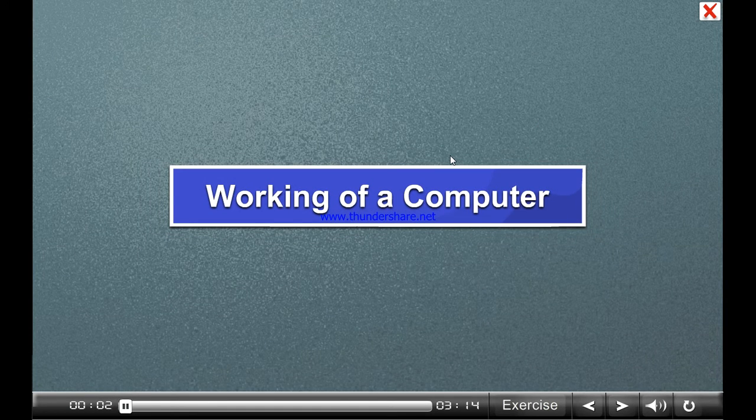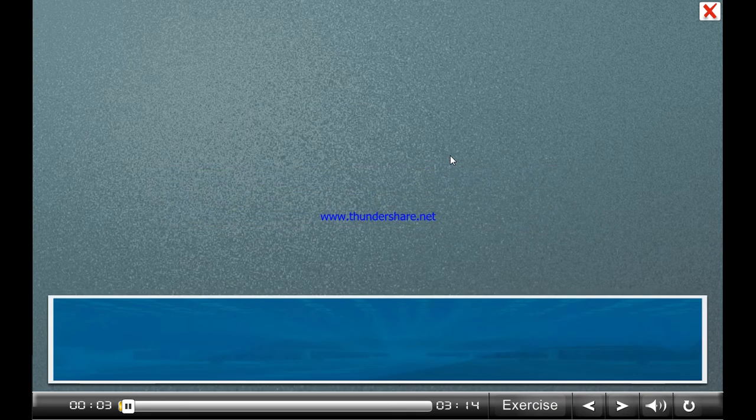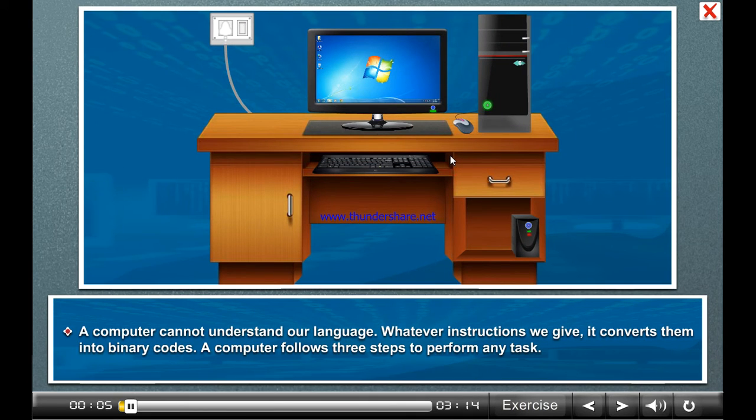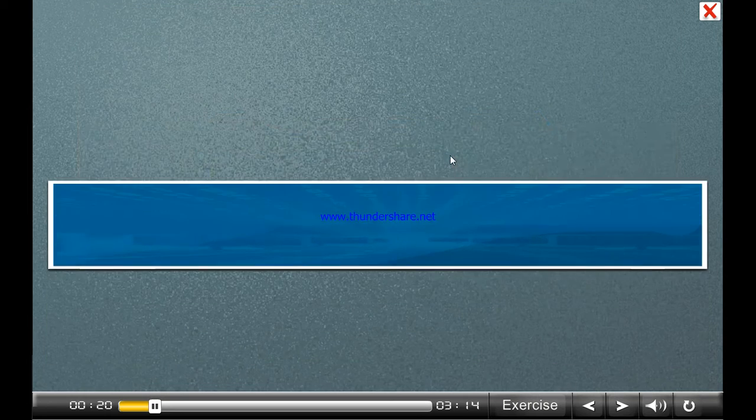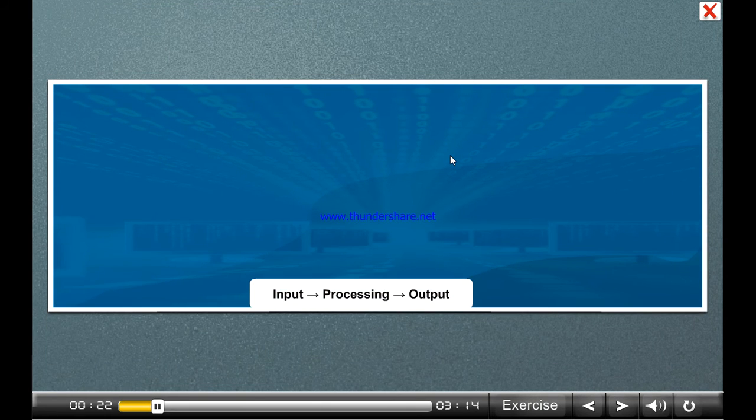Working of a computer. A computer cannot understand our language. Whatever instructions we give, it converts them into binary codes. A computer follows 3 steps to perform any task: input, processing, output.